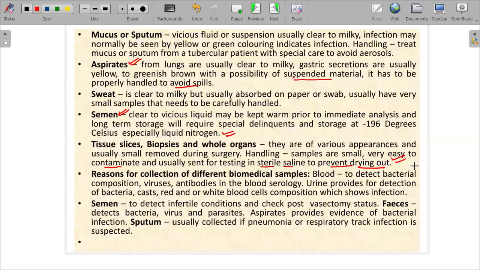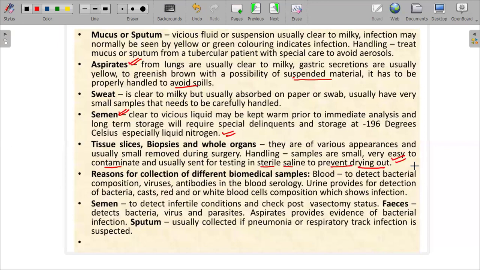So please, class, note that the biopsies and tissue slices must always be moist, must be fresh, and also they must be handled with care, because they are very small and very easy to contaminate as well.